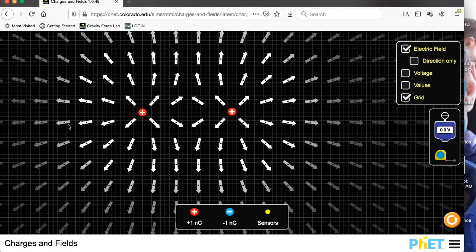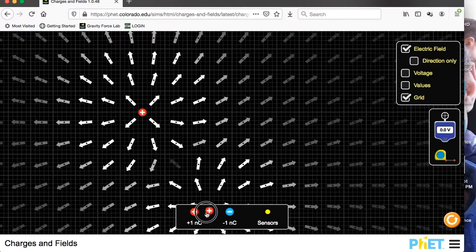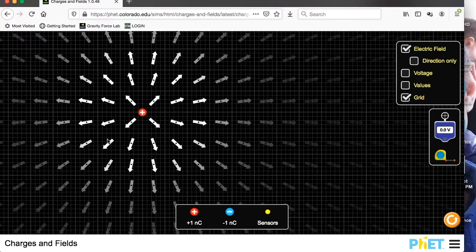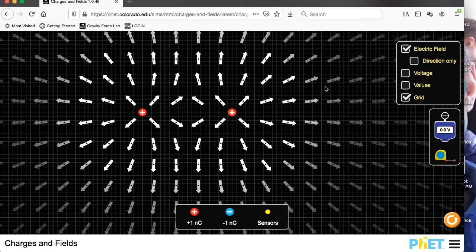On this side, it doesn't really change much, as if it's a single point charge. So out here, it's pretty much the same, and out here as well. Since they're equal charges, it's going to be symmetrical. Symmetry is our friend.